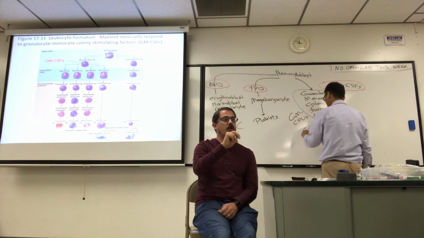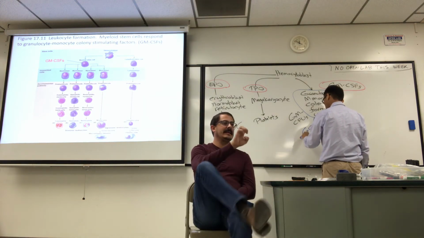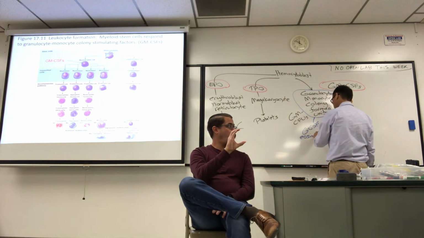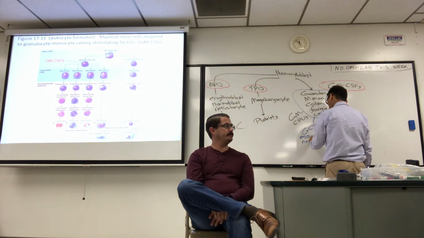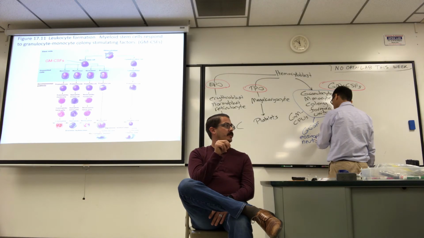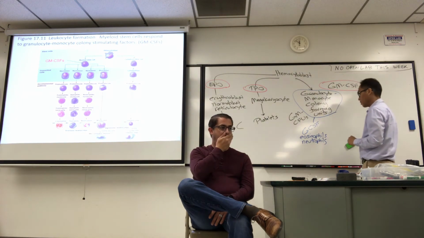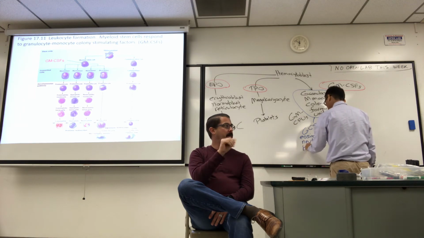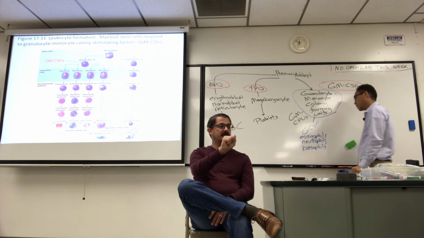So let me just write those names on the board. Eosinophils, neutrophils, basophils. That's what you would see in the circulation in a drop of blood.